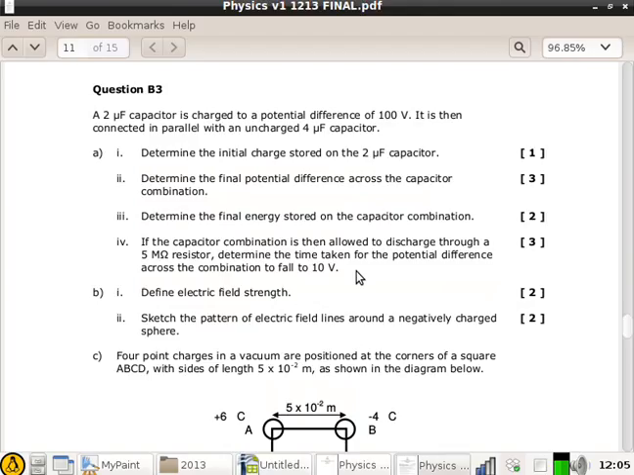When will we do magnetic and electric fields? Next semester.